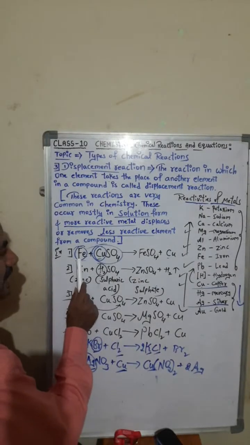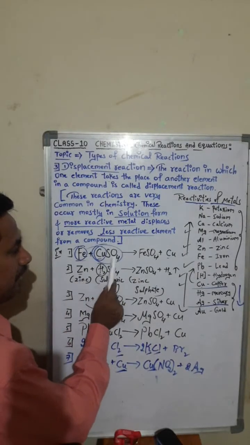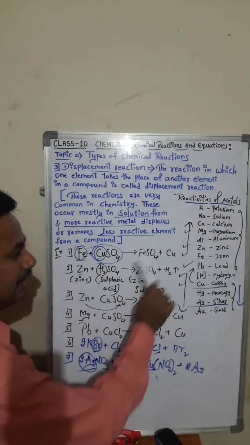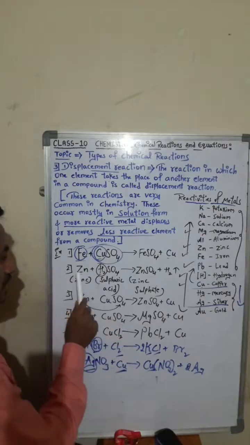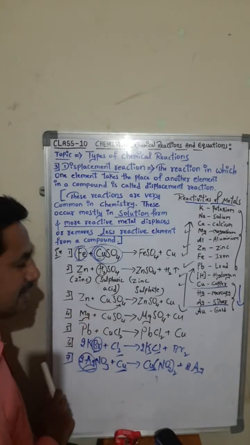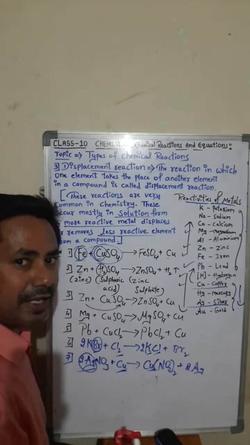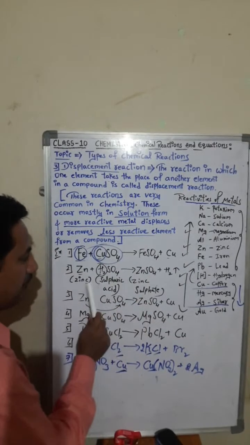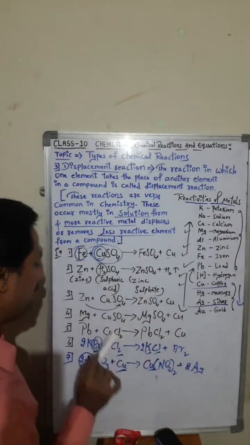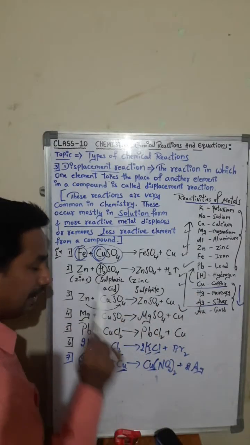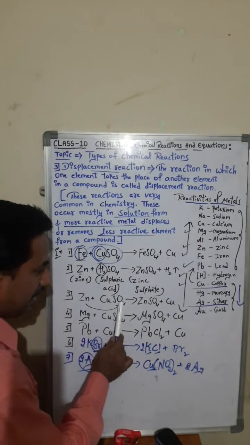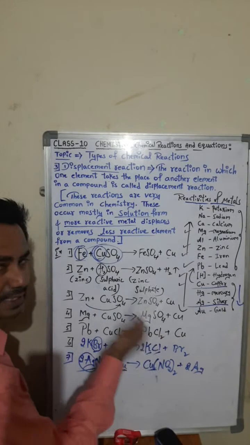So once again, let us see now. Iron and copper sulfate. Iron displaces copper, so ferrous sulfate forms, and copper is displaced. Zinc and sulfuric acid, or hydrogen sulfate we can call it. So zinc combines with sulfate, zinc sulfate will form and hydrogen will be separated. Zinc and copper sulfate. Zinc is more reactive, so zinc sulfate will form and copper will be separated.